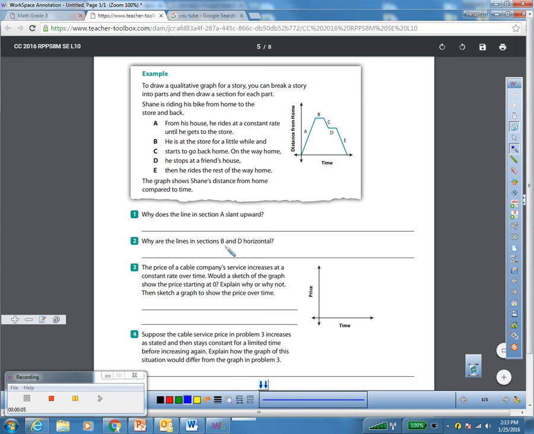Class, this is homework help with page 107 and 108. To start, make sure you read through the example before you try to answer number 1 and 2. Go ahead and pause it if you need to. Number 1, why does the line in section A slant upward?